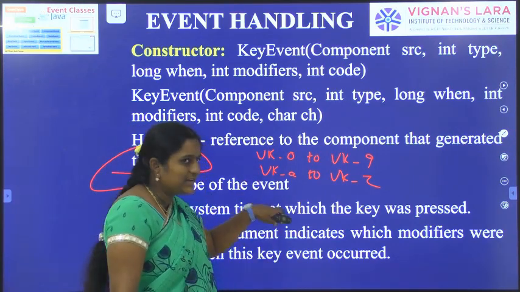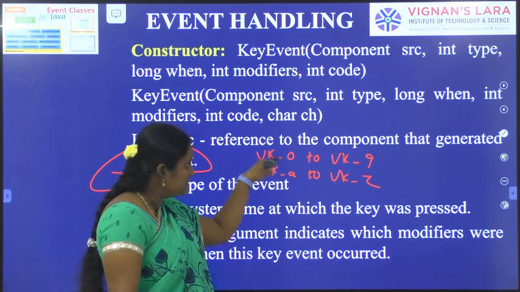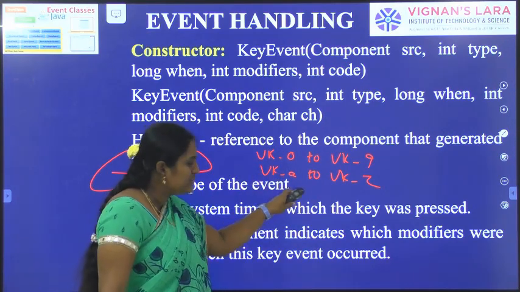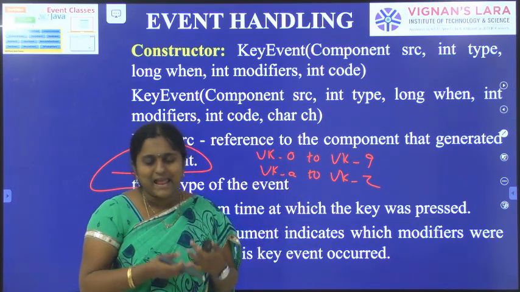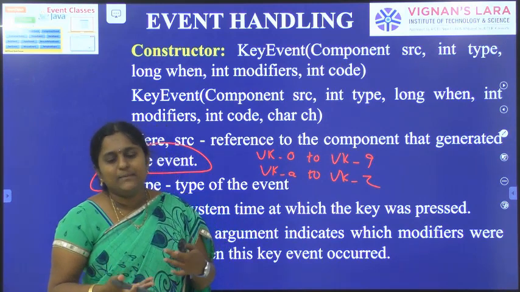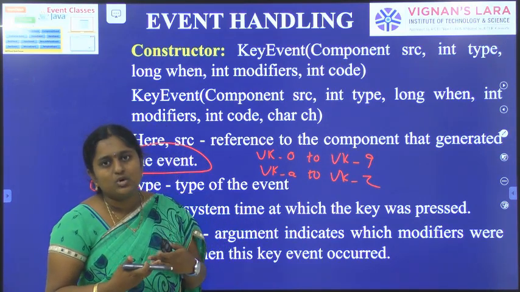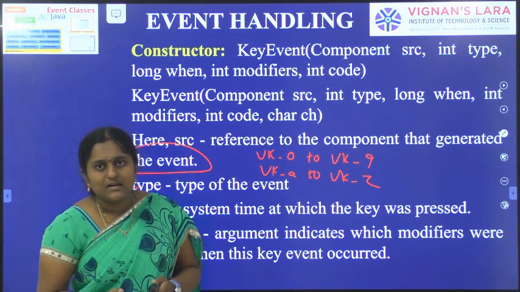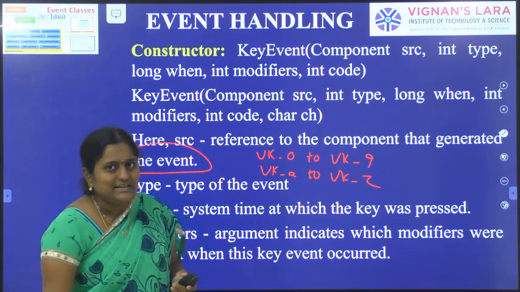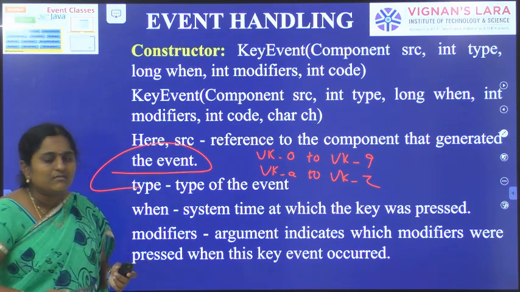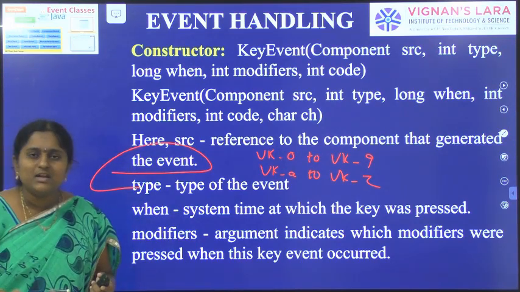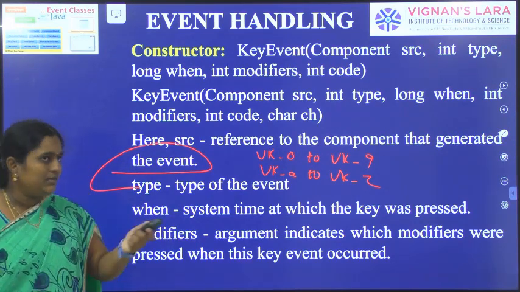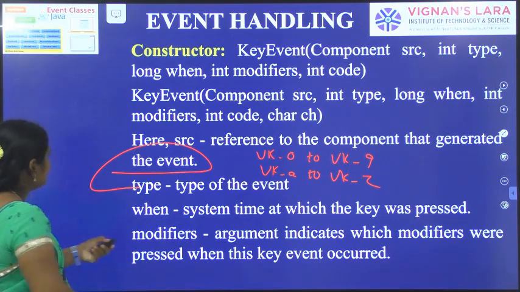These are all virtual keys on our keyboard. Virtual keys 0 to 9, virtual keys A to Z, and some special keys like Alt, Control, Shift, page up, page down, the Windows button. Those are all the special keys on our keyboard. If a user presses any one of the keys on the keyboard, a KeyEvent is generated.